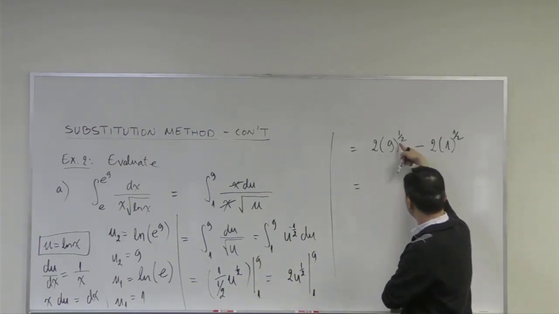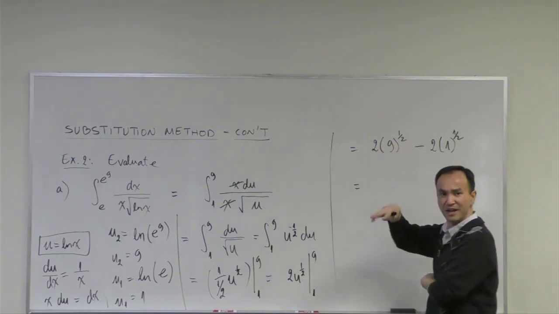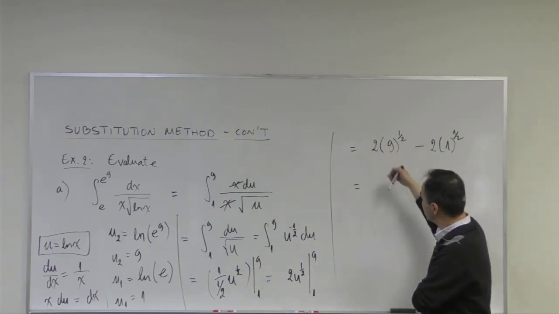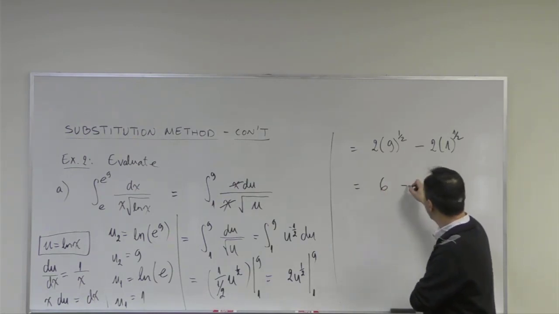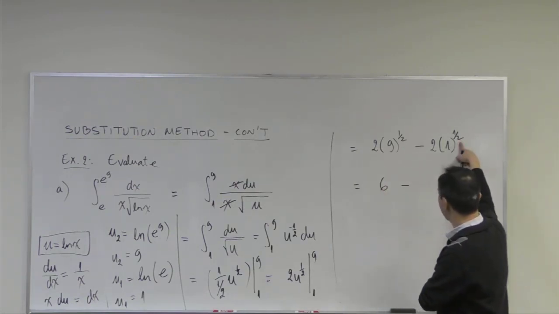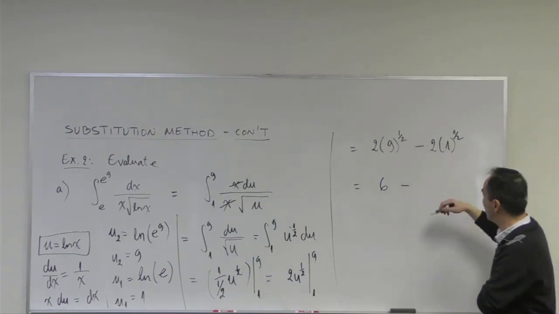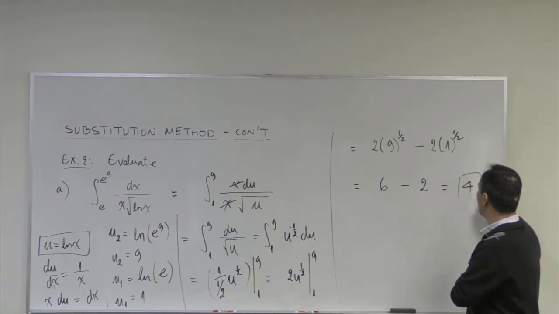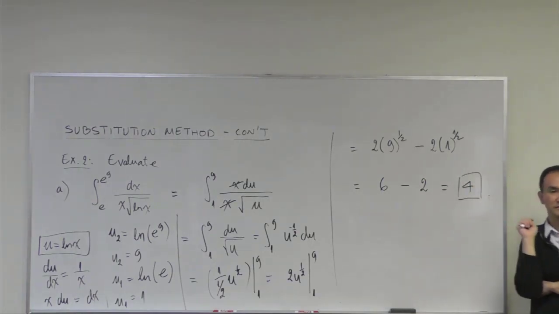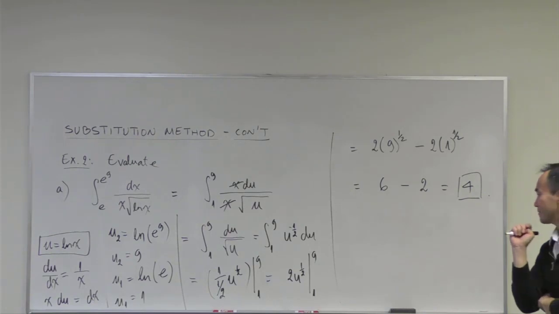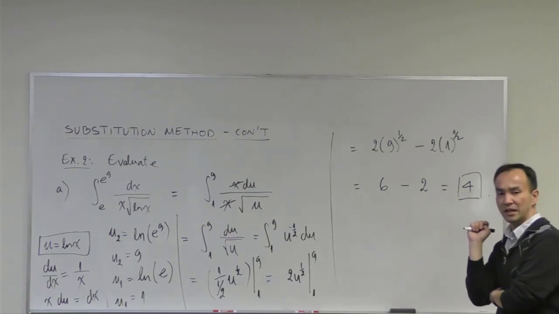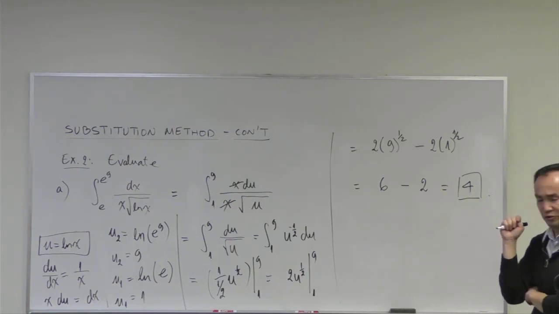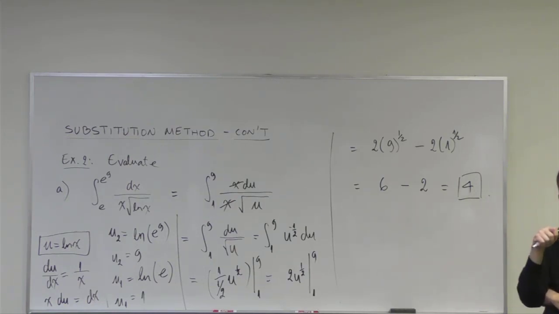So 9 to the 1/2 power is another way of saying the square root of 9. So that's making it 3 times 2 is 6, minus, now the square root of 1, or the 1/2 power of 1, is 1, right? 2 times 1 is 2. Our final answer comes out as easily as 4. Right? So that's how we do this first problem in our example 2. Any questions for me?